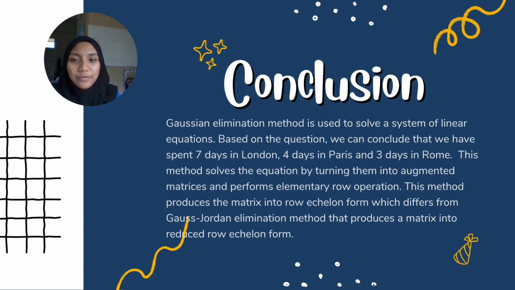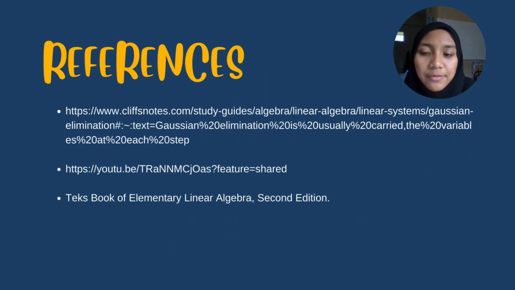This is the conclusion for our case study. The Gaussian elimination method is used to solve a system of linear equations. Based on the question, we can conclude that we have spent 7 days in London, 4 days in Paris, and 3 days in Rome. This method solves the equations by turning them into augmented matrices and performing elementary row operations. This method produces the matrix in row echelon form, which differs from the Gauss-Jordan elimination method that produces a matrix in reduced row echelon form. Here is the list of references that we have referred to for our case study.